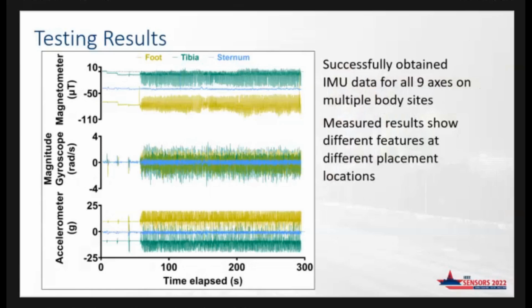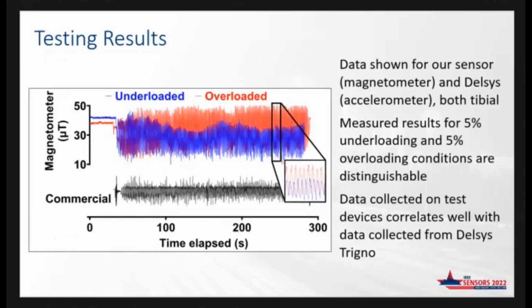We were able to determine from just looking at the raw output data that we can pretty clearly, visibly distinguish between different locations on the body, which makes sense. Obviously, your torso is going to be moving differently than your legs during a walking motion. And we've established through this that our sensors are sensitive enough to detect different positions on the body during walking. And when we look at overloaded versus underloaded conditions, we can see a couple of important things.